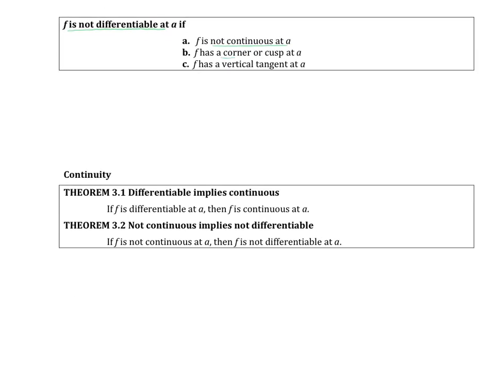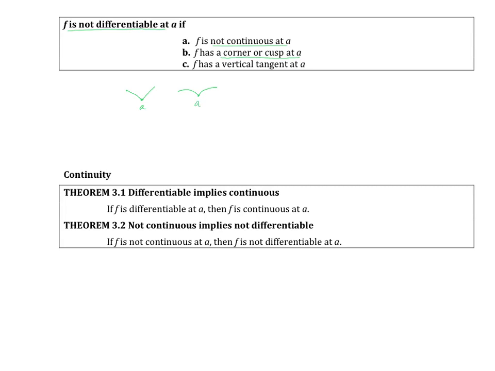If your function has what's called a corner or a cusp at a, a corner would kind of look like a V, or a cusp would be something that looks like curves coming together.